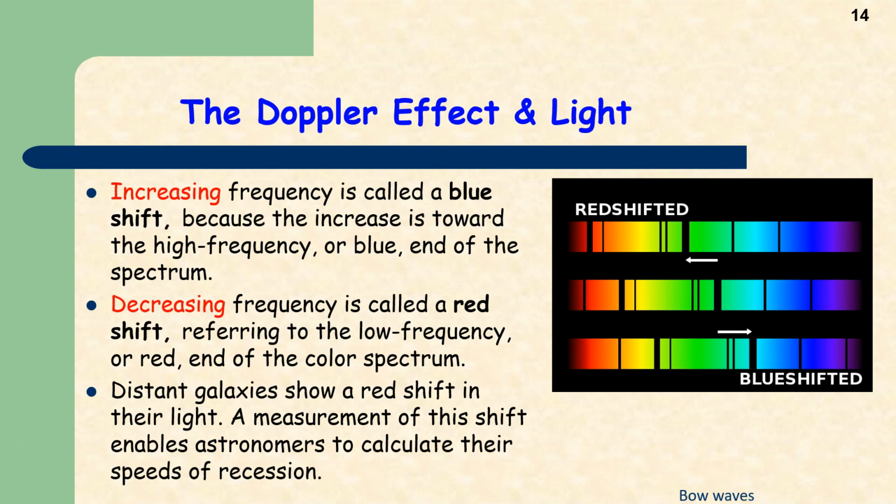And vice versa, we see that a decreasing frequency is called redshift, and this refers to the low frequency or red end of the color spectrum. Distant galaxies show a redshift in their light. This measurement of the shift enables astronomers to calculate their speeds, that they're receding from us, they're moving away from us, and this helps us understand that the galaxy is still expanding. It's getting bigger, which is really, really neat.